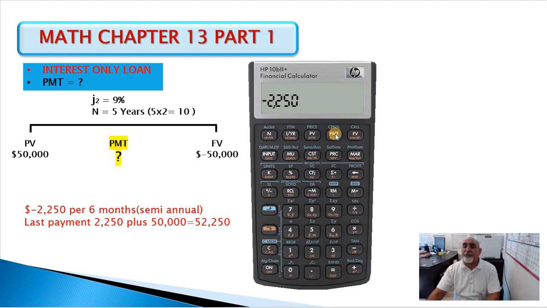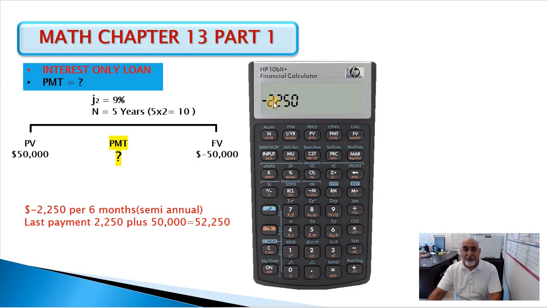This number is every 6 months. We have to work with this too. Yes, there are ways of converting this into J12, but we're not going to get into that yet. Take the interest rate that's given to you on the loan and work with that. So this is $2,250 per 6 months, not per month. $2,250 per 6 months, and your last payment will be $50,000 plus the $2,250. Every payment will be $2,250 every 6 months. On your exam, they may ask you, what's the 3rd payment? What's the 2nd payment? Or what's the 5th payment?